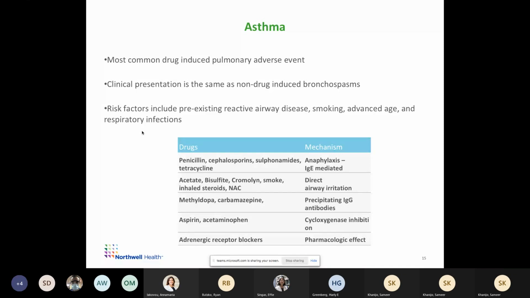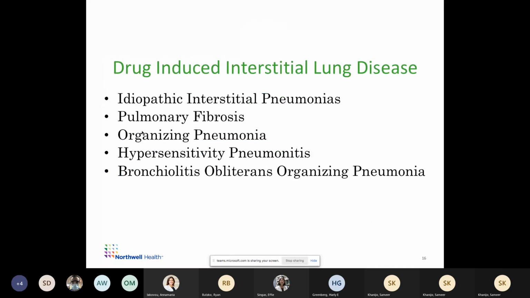Aspirin is a cyclooxygenase inhibitor, and adrenergic receptor blockers can cause a pharmacologic effect. But again, there's a lot that you can dig down into. It's probably not as relevant for your board studying, but good to know, and important as you get people that are in extremis in how to treat them.